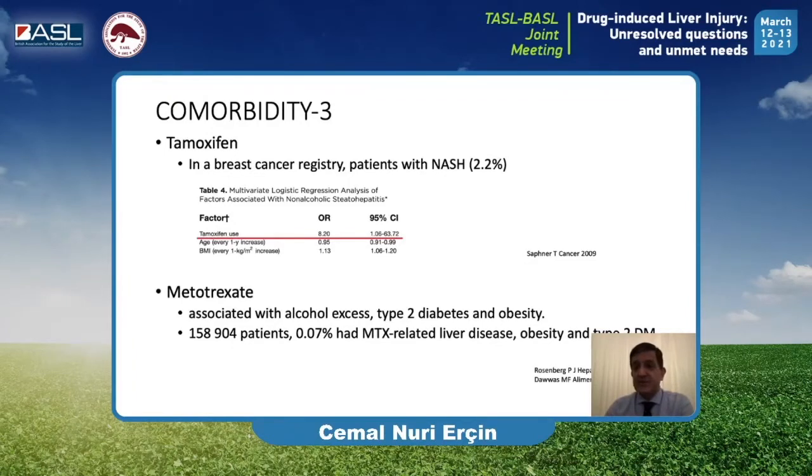Methotrexate-associated fatty liver disease and its severity have also been associated with alcohol excess, type 2 diabetes, and obesity. In another study among patients being listed for transplantation, methotrexate-related liver disease was found in 0.07%, and obesity and type 2 diabetes were associated with these patients.